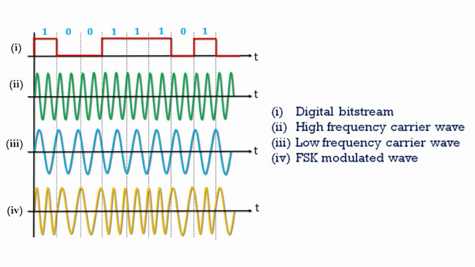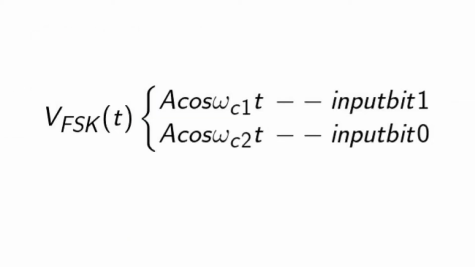The mathematical form of the FSK signal is represented as V_FSK(t) = A cos(ωC1 t) for input bit 1, and A cos(ωC2 t) for input bit 0. ωC1 and ωC2 are the two different frequencies for the respective carriers. Let us now see how the FSK signal is generated.